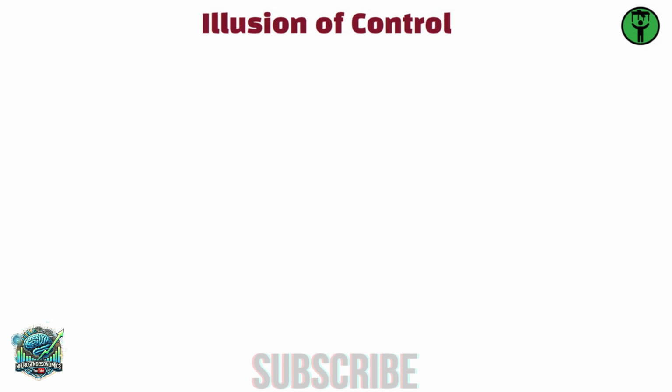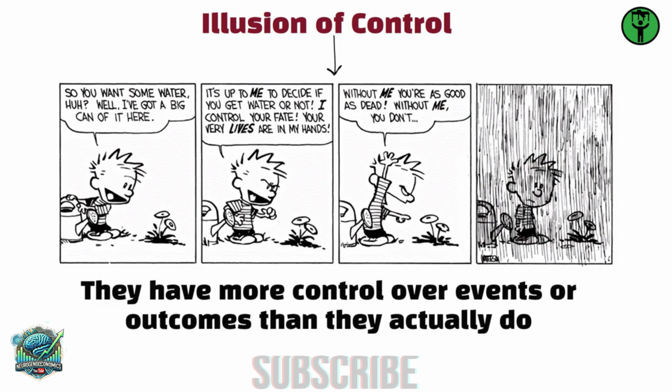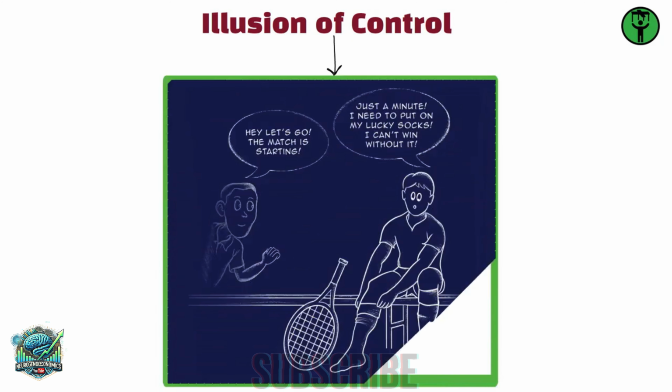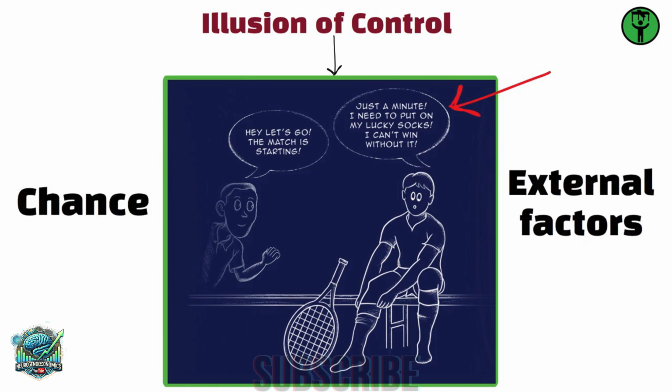Illusion of control. The illusion of control is a cognitive bias that leads people to believe they have more control over events or outcomes than they actually do. This bias can manifest in situations where there is a perception of skill or influence, even when the outcome is largely determined by chance or external factors.